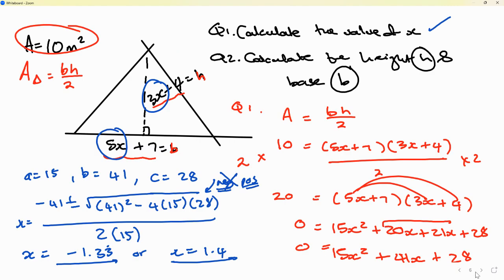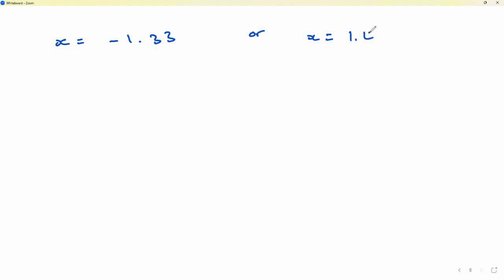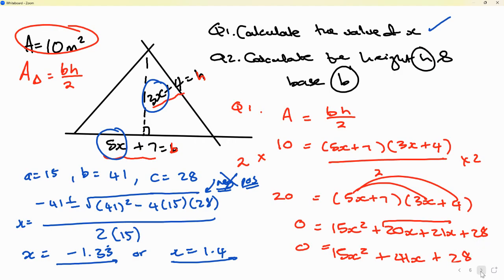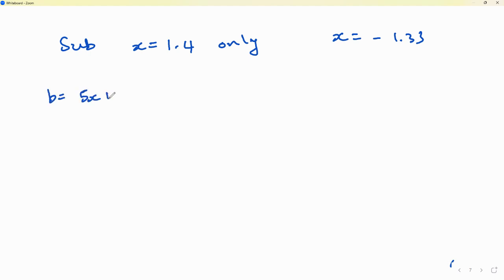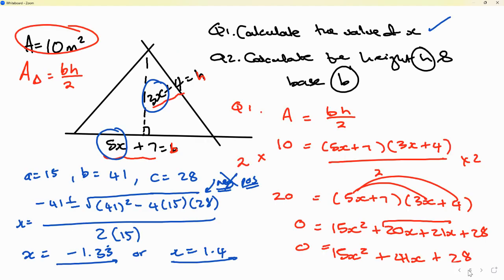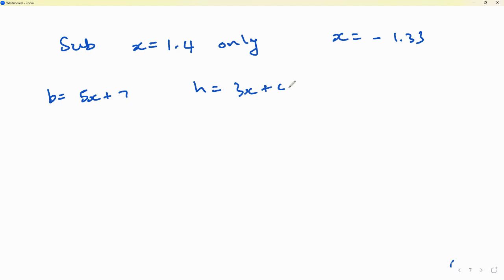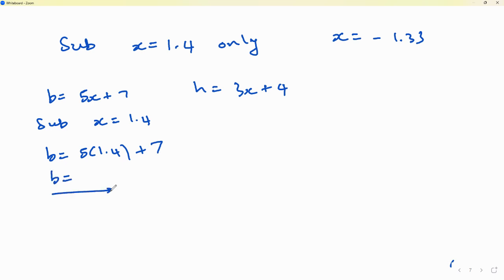Let's finish up this. X equals negative 1.33, or x equals 1.4. And both solutions are valid. All right. And we want to substitute into 5x plus 7 for the base, and the height we said is 3x plus 4. So therefore, I can end up with two possible combinations of b and h. When I substitute x equals 1.4, then base will equal 5 times 1.4 plus 7, and h is equal to 3 times 1.4 plus 4.